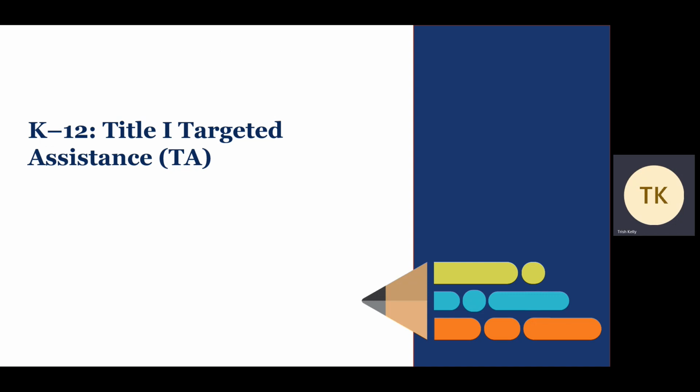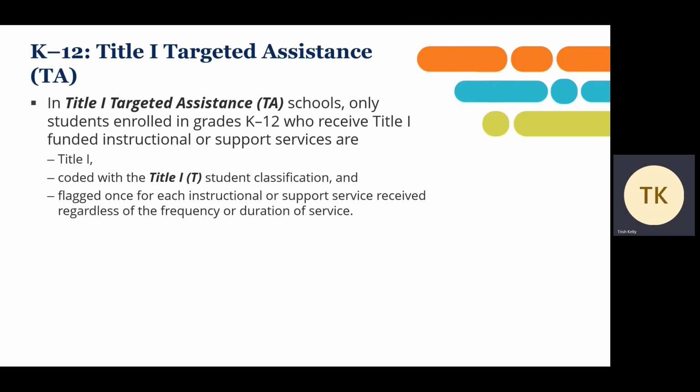In this segment, we'll now focus on K through 12 programs in Title I targeted assistance schools. There are typically about a handful of schools each year that have Title I targeted assistance programs for K through 12 students. And in these schools, only those students in grades K through 12 who receive Title I funded instructional or support services are Title I. These students are coded with the Title I T student classification, and in addition, they're flagged once for each instructional or support service received, regardless of the frequency or duration of the service.